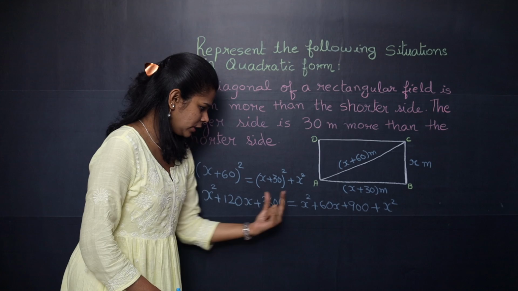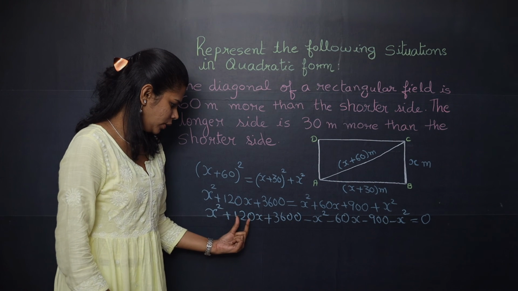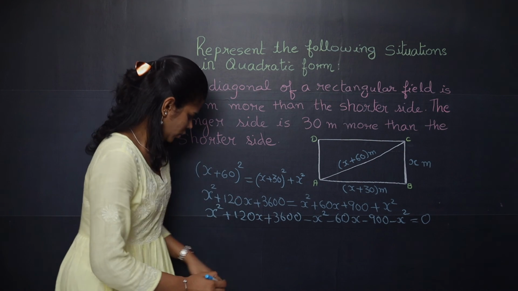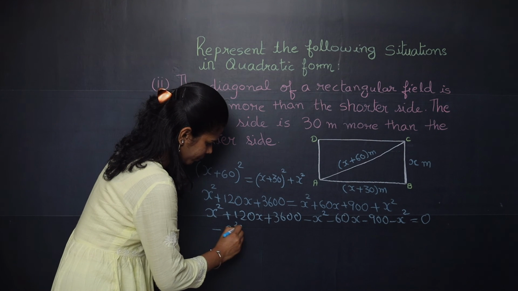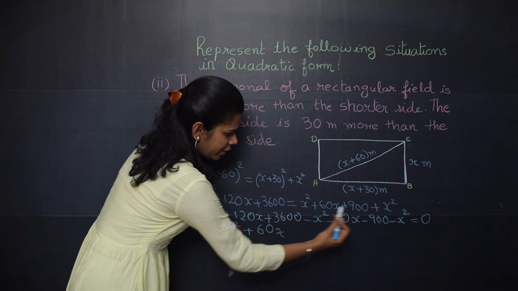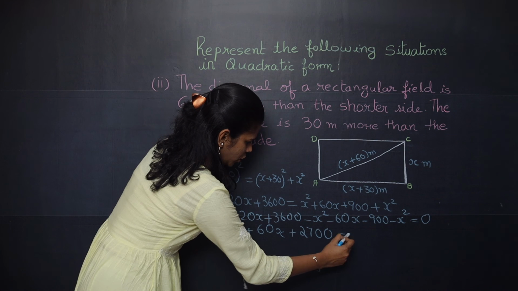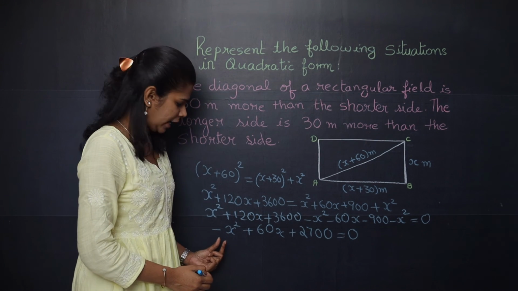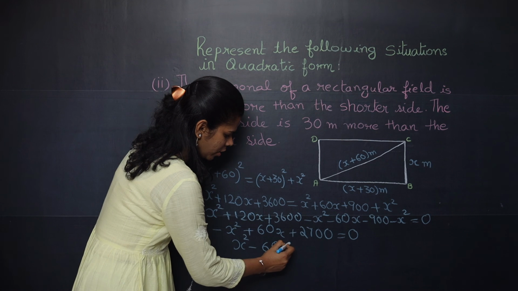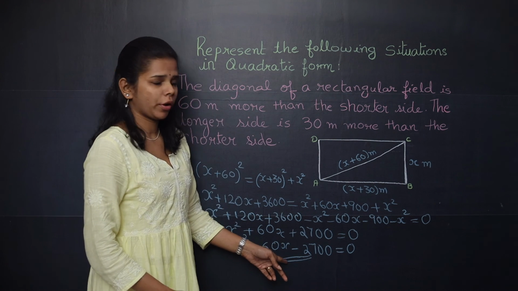Now you can bring all these terms to LHS. Now as you can see, here x square and minus x square gets cancelled. And here you have 120x and minus 60x. Then you have the constants. So you can write minus x square. 120x minus 60x is positive 60x. Then 3600 minus 900 is positive 2700 equal to 0. You can actually change this negative sign by multiplying throughout by negative 1. So it will be x square minus 60x minus 2700 equal to 0. So this is the quadratic equation.